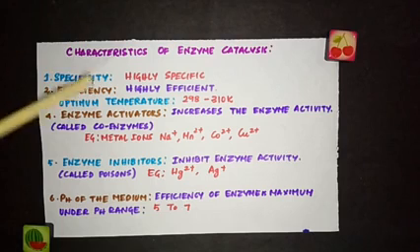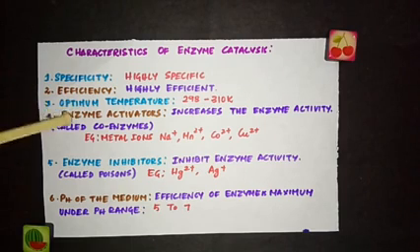And the second characteristic is efficiency. Enzymes are highly efficient and they speed up the biological reactions considerably. As I told you in the beginning, one molecule of the enzyme can catalyze the decomposition of about 36 million molecules. So enzymes are highly efficient.